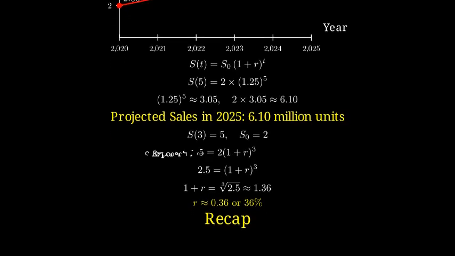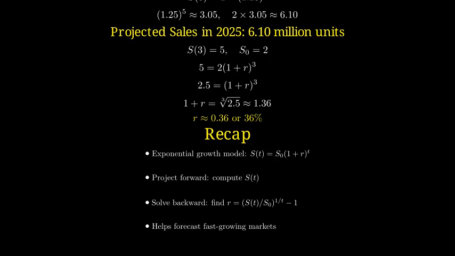Let's recap the main takeaways. First, exponential growth of sales can be modeled by the formula S(t) = S0 × (1 + r)^t. To project forward, we plug in initial sales, the growth rate, and time. To find the growth rate from two data points, we rearrange the formula and take a root. These mathematical tools are essential for understanding rapidly changing markets.